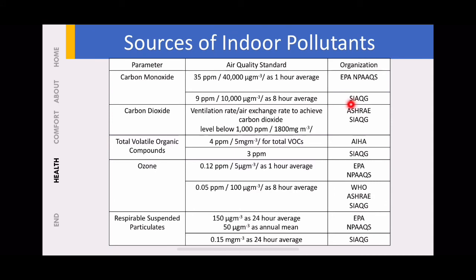Or if you are from SIAQG, find it yourself on the internet, you can have lesser than that, 9 ppm as an 8-hour average. For carbon dioxide, the ventilation air exchange rate to achieve it must be below 1000 ppm, right? This one is governed by ASHRAE and SIAQG.